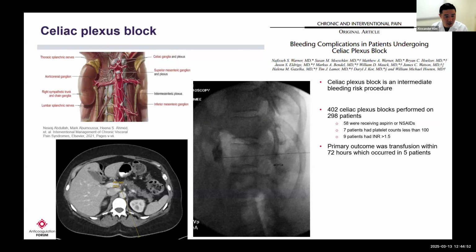So the calculus here does change a little bit because very often, a huge cohort of the patient population that's considering a celiac plexus block is patients with pancreatic cancer. So that is kind of worth considering when you're talking about risk-benefit of different types of procedures and intractable pain.